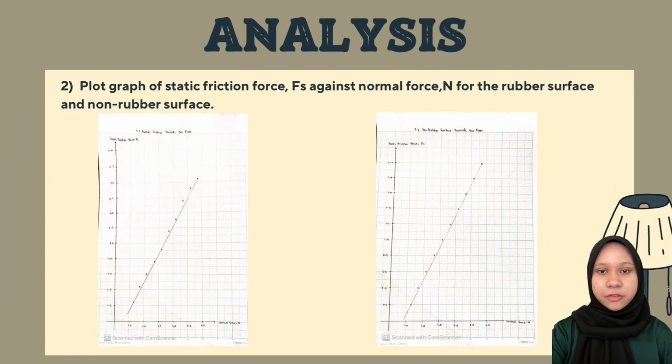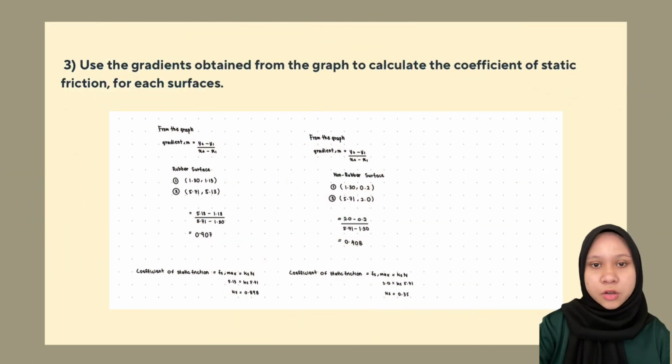And this is the graph for static friction force against normal force for the rubber surface and non-rubber surface. And we continue to use the gradients obtained from the graph to calculate the coefficient of static friction for each surface.